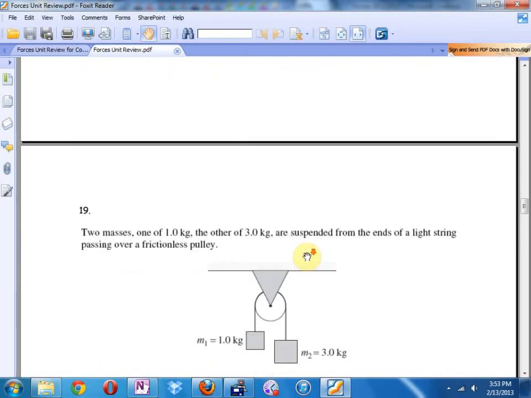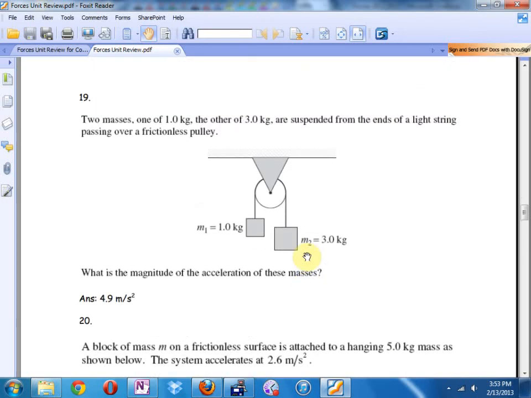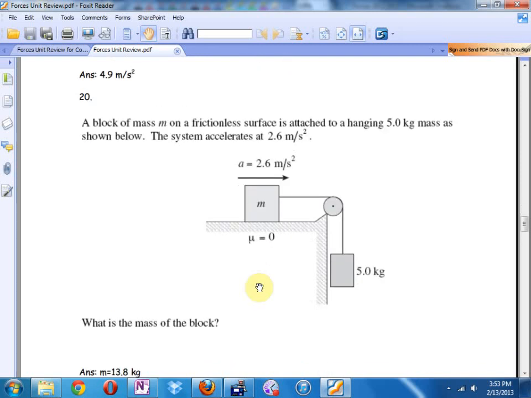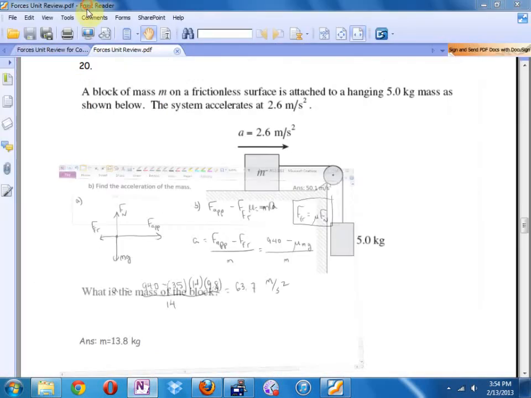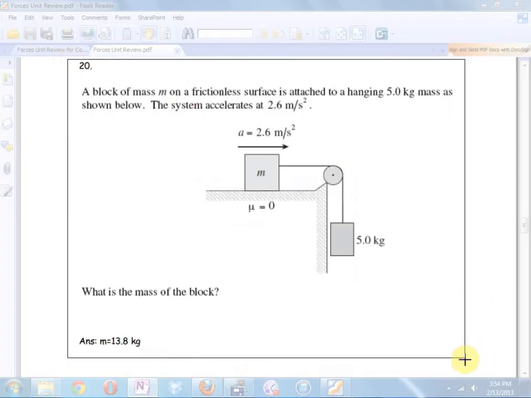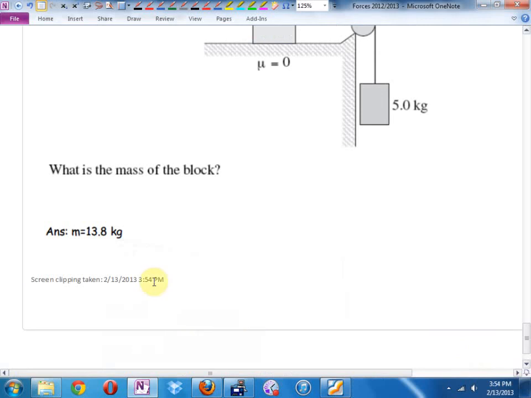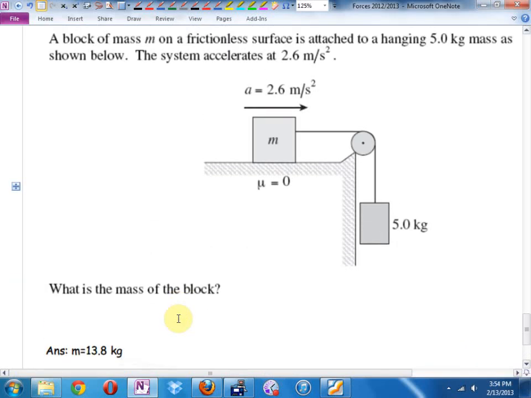That was 18. 19 is another Atwood machine, so that's one that you can practice. 20, this is an Atwood machine, except here there's more than one mass, so technically an Atwood machine is when both masses are hanging down, so I can't call this an Atwood machine. More than one mass!